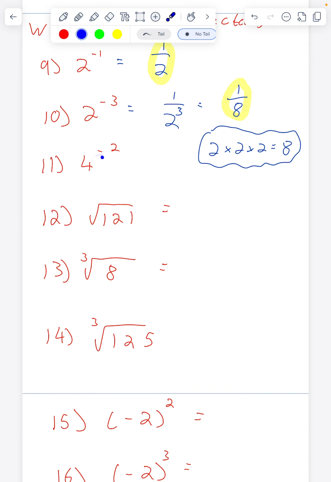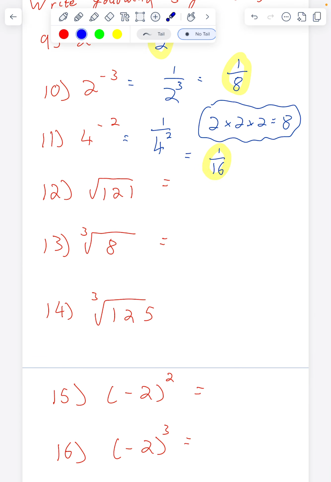Now 4 to the -2, again, because you can see the negative power, you go 1 over your number, which is 4, and you put it to the power that you can see, which is 2. So you put it to the power of 2. Now 4 squared means 4 times 4, which is 16, so it goes to 1 over 16, and this is your answer.